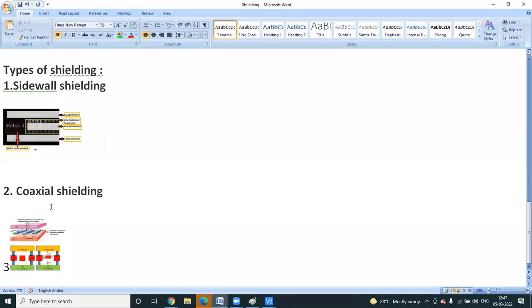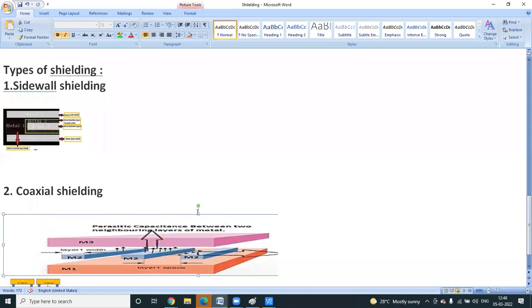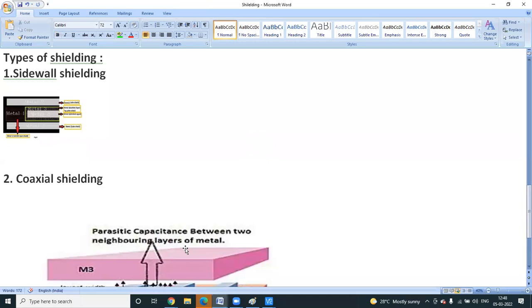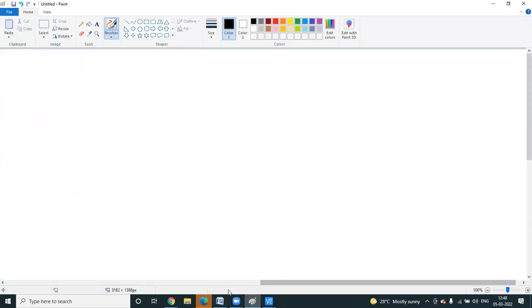In the PPT also, M2 runs parallel with M1 and M3, covering all sides. Okay, next point: where you need to connect the shielding.